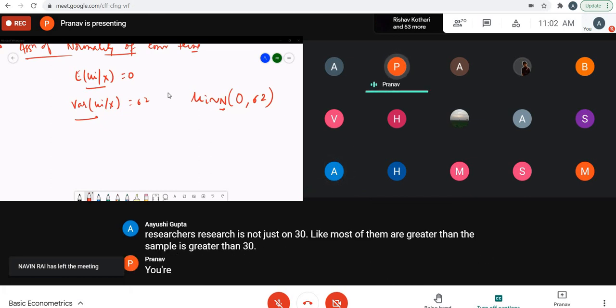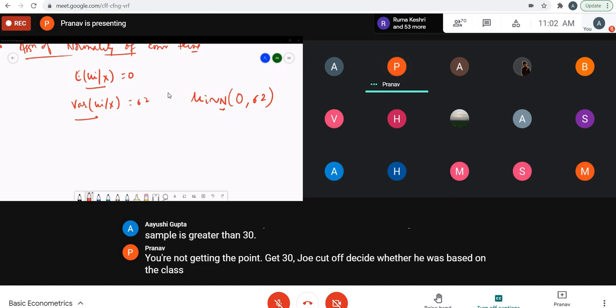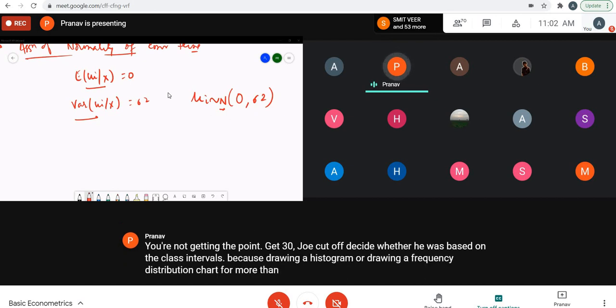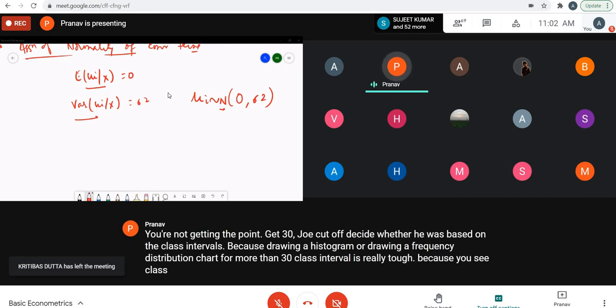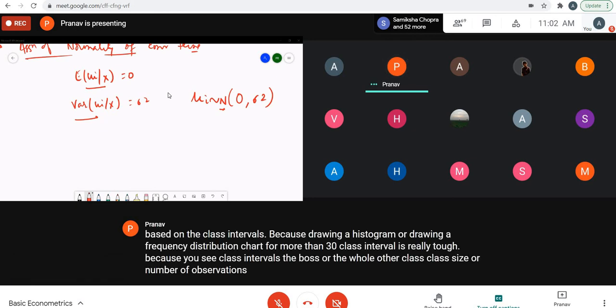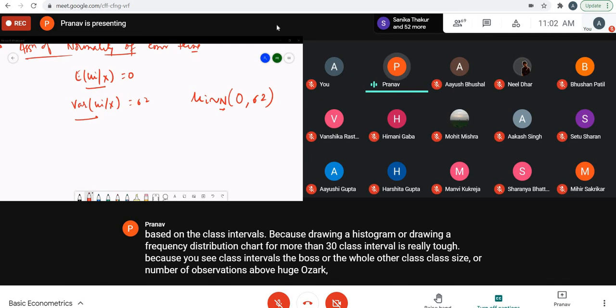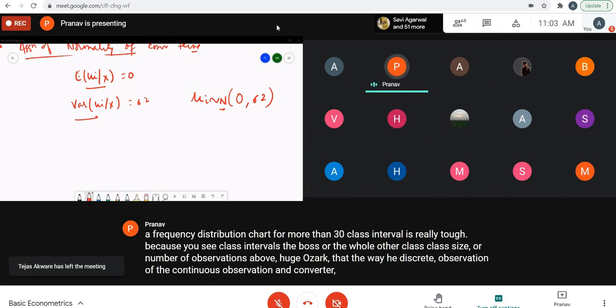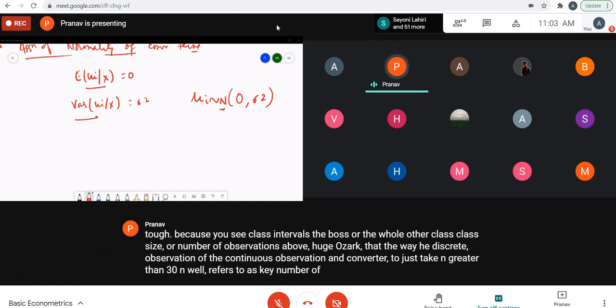You're not getting the point. This 30 cutoff that was decided was based on the class intervals, because drawing a histogram or a frequency distribution chart for more than 30 class intervals is really tough. When class size and number of observations become huge, the same discrete observations convert into continuous observations. So just n greater than 30, where n refers to the number of observations or sample size.